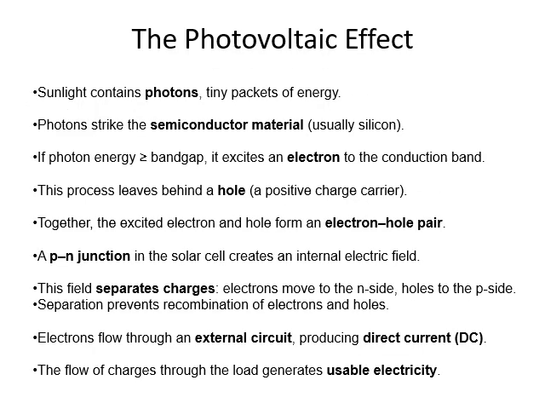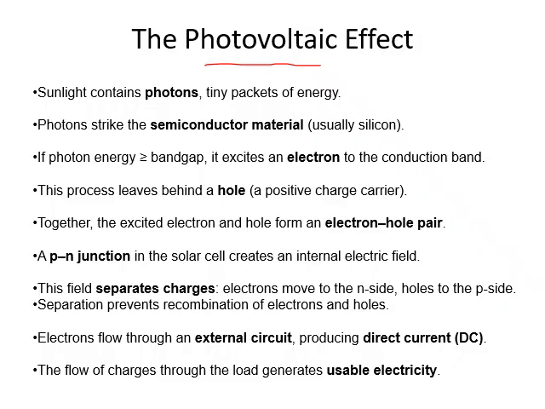Now we are going to look into details of the photovoltaic effect. So sunlight contains photons, which are tiny packets of energy, and the material that is used in the photovoltaic cell is kind of silicon doped with different materials, we will see later. And these photons will strike that semiconductor material, usually based on silicon. And if the photon energy is higher than the band gap, then it will excite an electron to the conduction band.